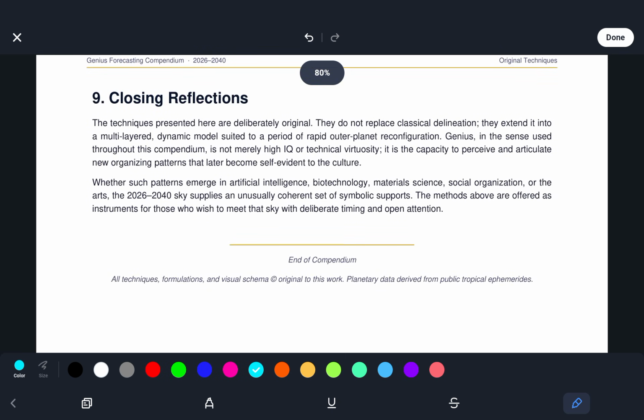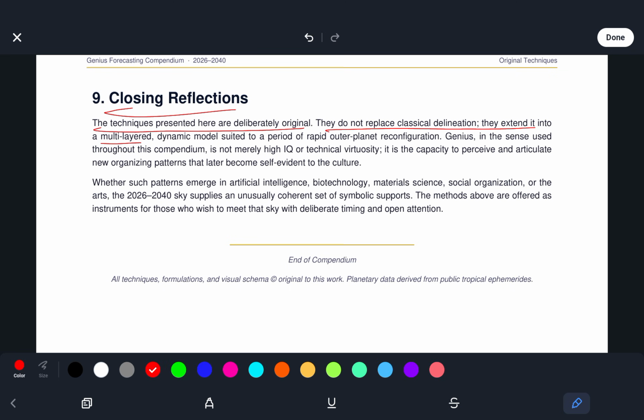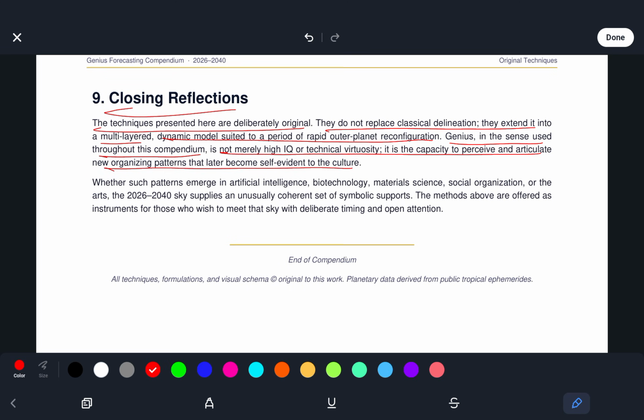So here's a closing reflection. The techniques presented here are deliberately original. They do not replace classical delineation. They extend it into a multi-layered dynamic model suited to a period of rapid outer planet reconfiguration. Genius, in the sense used throughout this compendium, is not merely high IQ or technical virtuosity. It is the capacity to perceive and articulate new organizing patterns that later become self-evident to the culture.